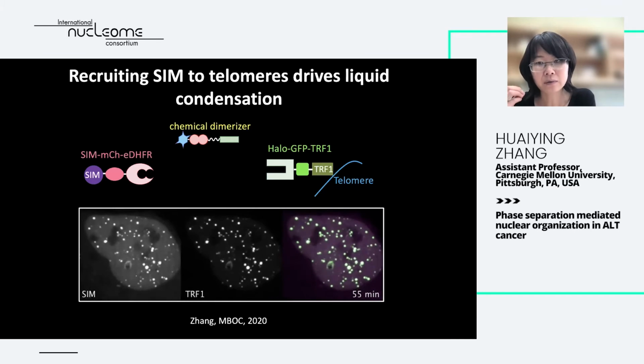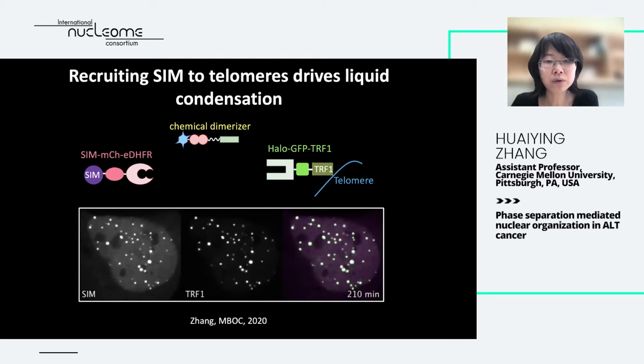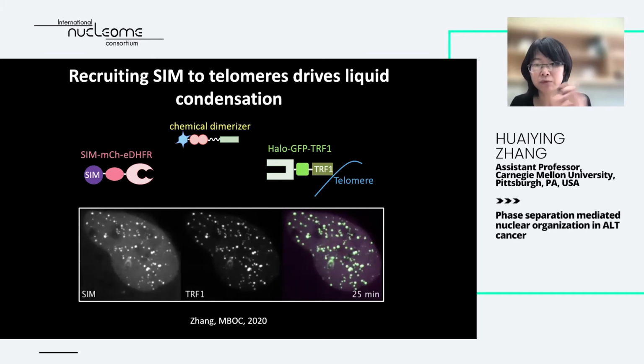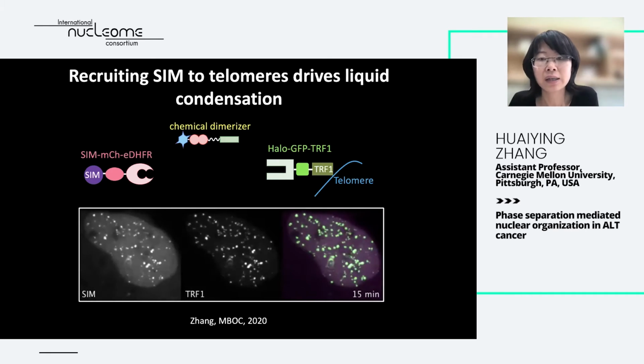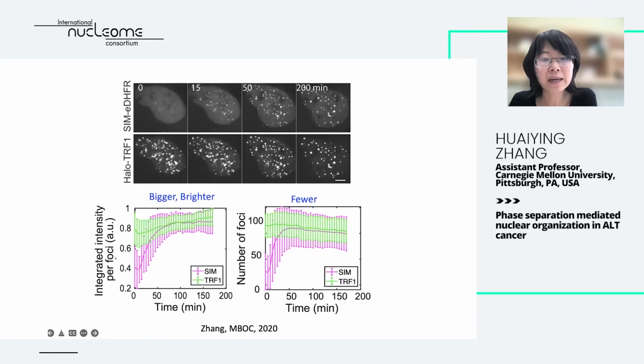And you can see now after we turn on the dimerization, SIM is recruited, but it also leads to a morphological change in both channels, meaning that the foci become rounder, they become brighter. And we can quantify this process by looking at the images and then quantifying the foci integrated intensity, which represents the size and the brightness of the foci. You see they both increase. And also you can see that even the telomere channels start to increase.